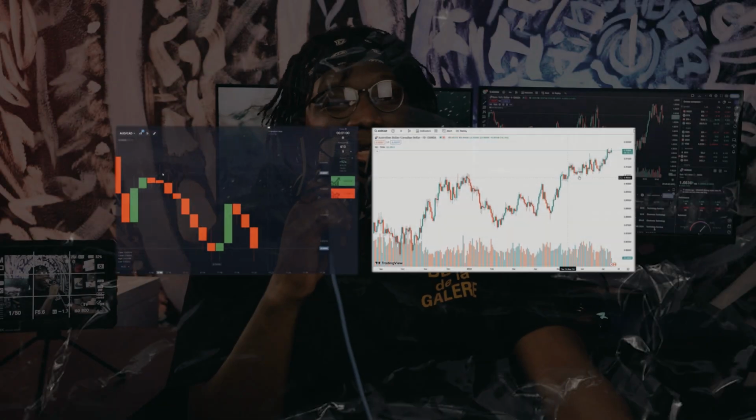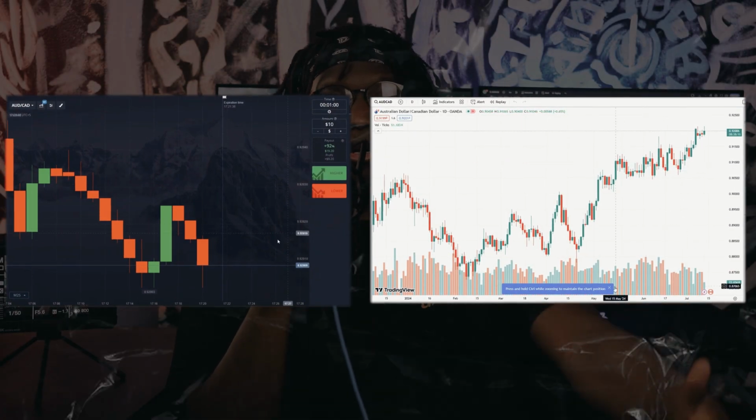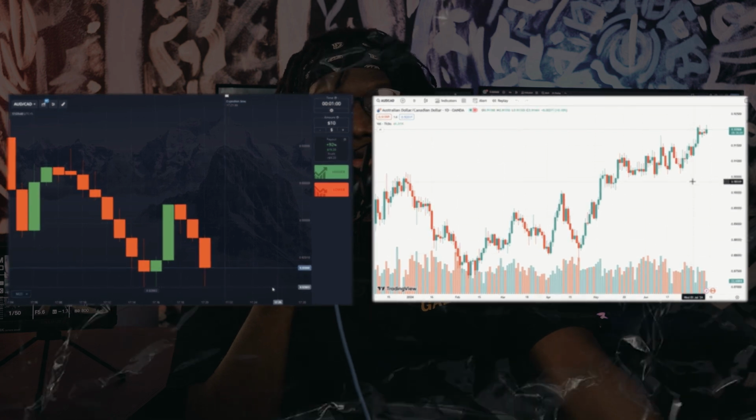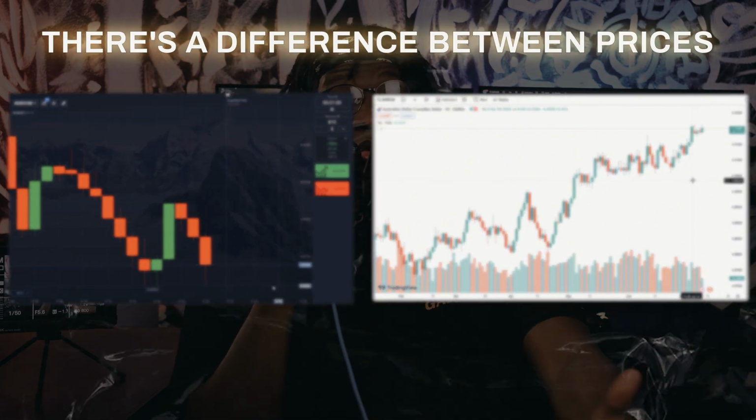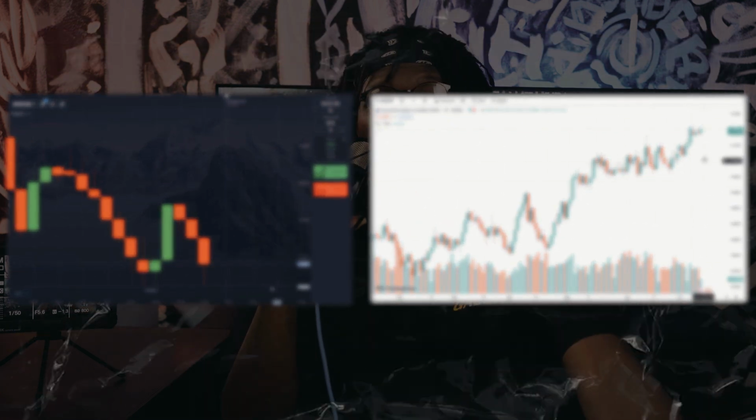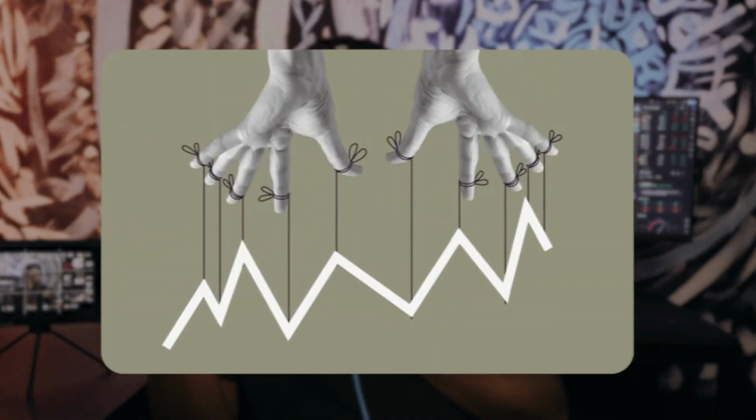You can open any different site that tracks prices, and you can see there's a difference between prices of the assets, whether it's Euro USD. If you were to open Euro USD on TradingView and you were to open it on Pocket Option, you would obviously see a difference, which means that the company is manipulating the price. And that's what gave me the idea for this video. And I'm just like, does Pocket Option really manipulate price?